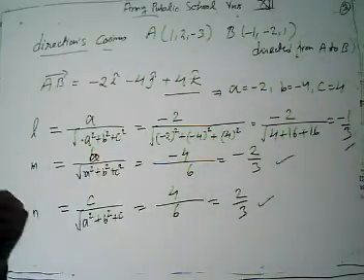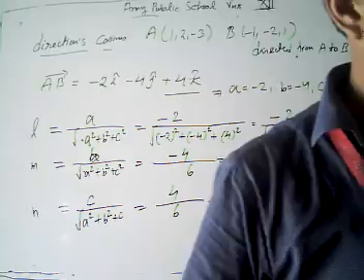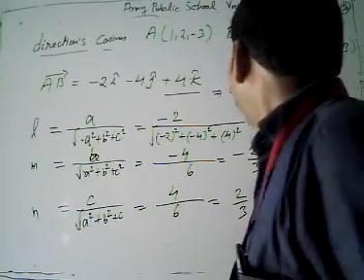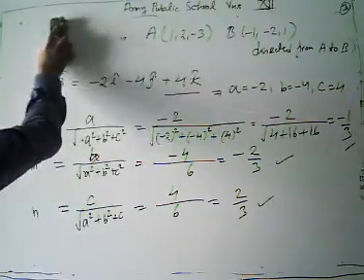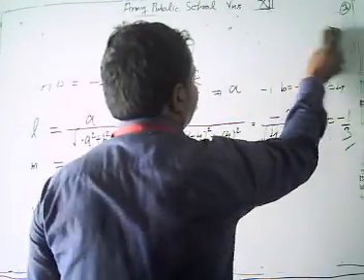Putting in the values and after solving, we get our required direction cosines: -1/3, -2/3 and 2/3. Let's take the next question.